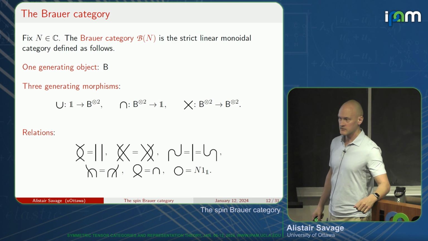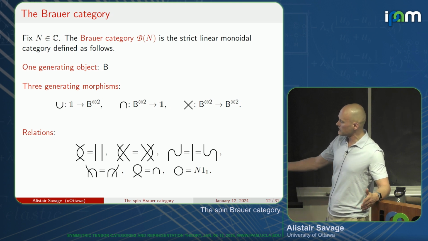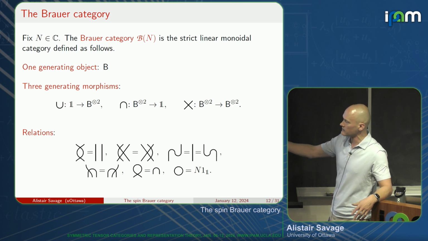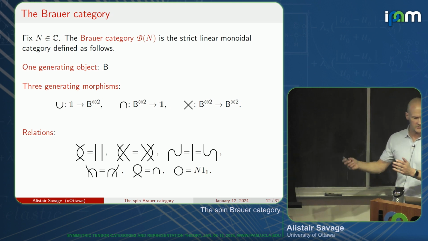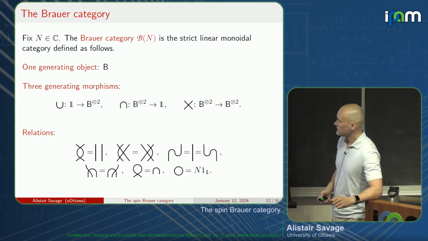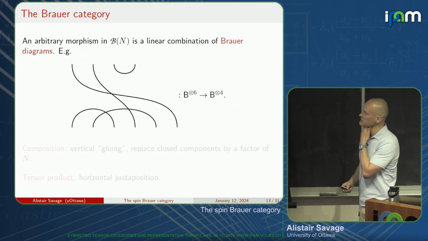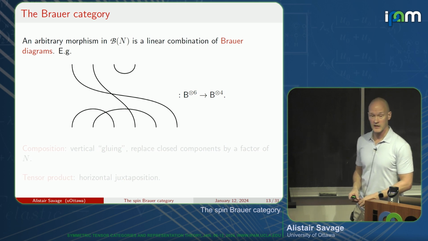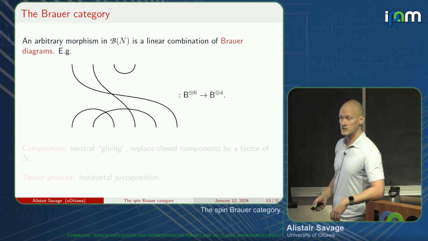And in the abstract language of a strict monoidal category, that doesn't have to be a natural number. That can be any element in your ground ring. So that's why I allow n to be any complex number. Or you could do it over more general rings if you want. So that's the Brauer category. It wasn't initially defined that way. So an arbitrary morphism is some linear combination of Brauer diagrams, things you built up out of crossings, caps, and cups. So here's an example of a Brauer diagram.